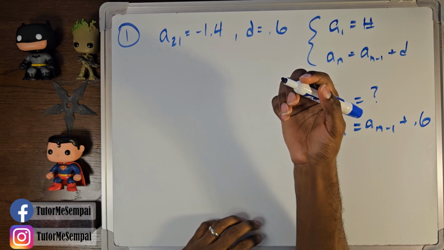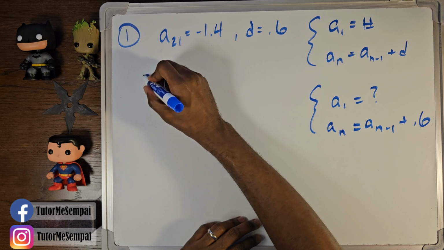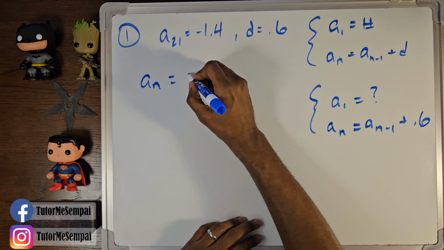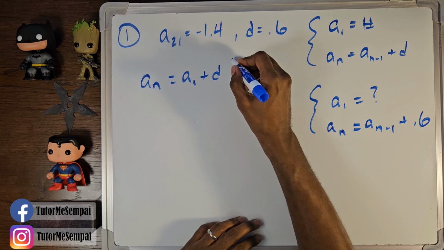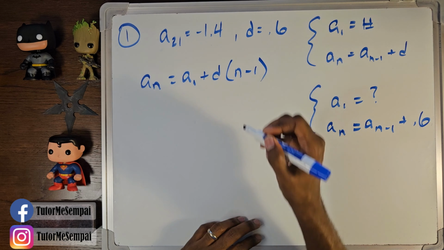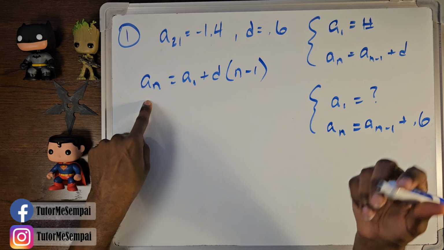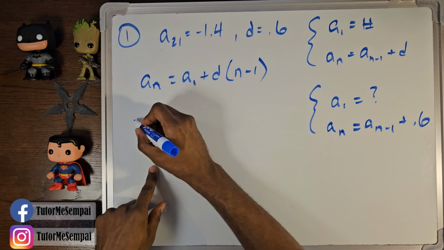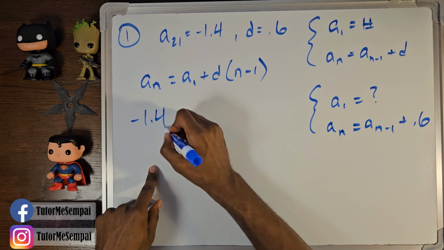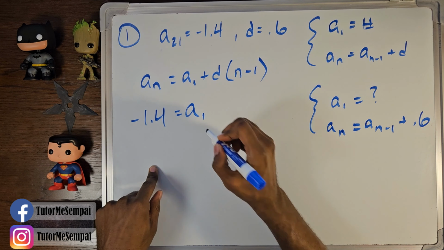So our general form of our explicit formula is going to be a sub n equals a sub 1, there goes our a sub 1, plus d times n minus 1. Now we already know what a sub n is, our a sub 21, so we can rewrite this as negative 1.4. We don't know what that a sub 1 is.